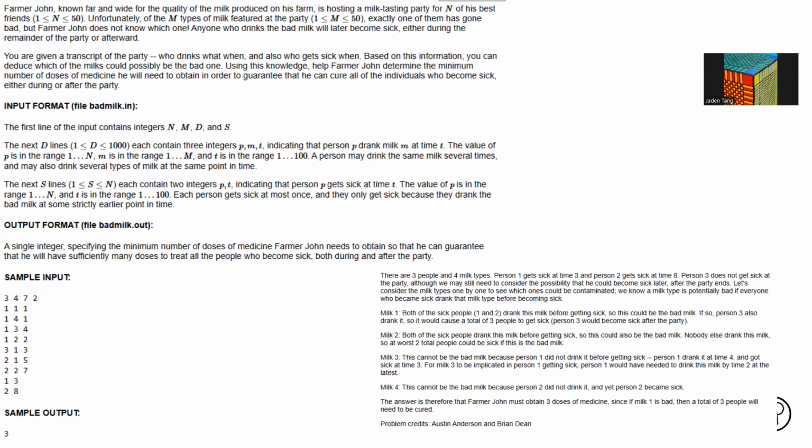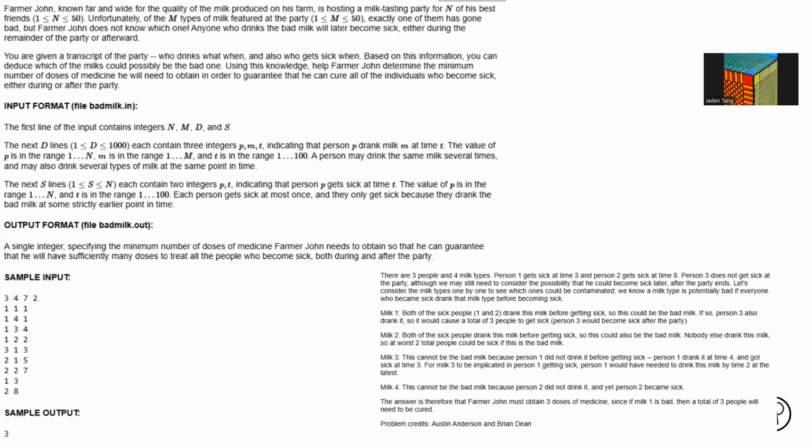So the first line of input is always like this: N, M, D, and S, where N is the number of friends, M is the number of types of milk, D is the number of people that drink something, and S is how many people get sick during the party.